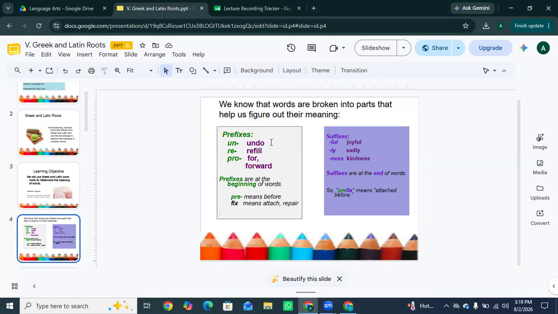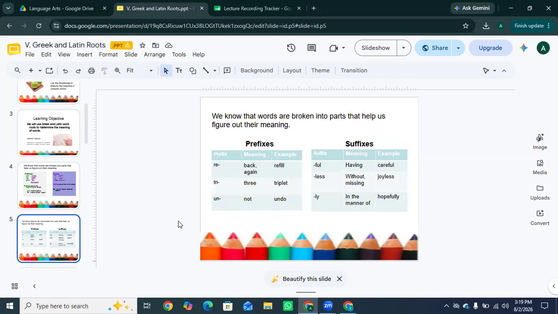Whereas a suffix comes after the root, like full, joyful. Full means full of. Ly means in a certain way, like slowly, kindly. Ness means state of being. So kindness, darkness. These are prefixes and suffixes. We know that words are broken into parts that help us figure out their meanings. This slide gives more examples of prefixes and suffixes.